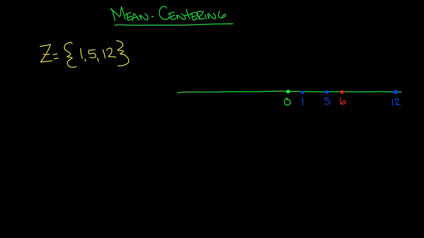Punchline here is if you have a set of numbers, you often want to change the set of numbers so that its mean is centered at 0. There's lots of reasons why. Let me just walk you through the mechanics of what it means to mean-center data. No pun intended.